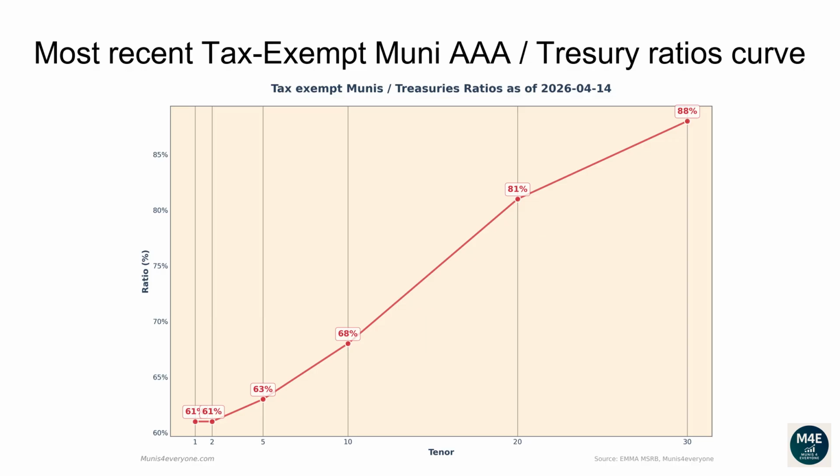The current one-year ratio is 61%. The 2 years ratio is 61%. The 5 years ratio is 63%. The 10 years ratio is 68%. The 20 years ratio is 81%. The 30 years ratio is 88%.